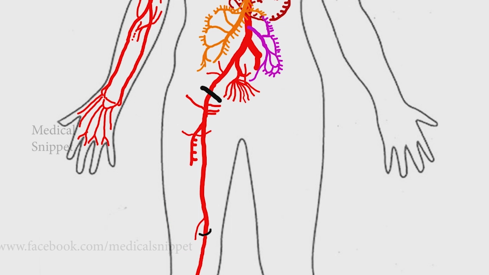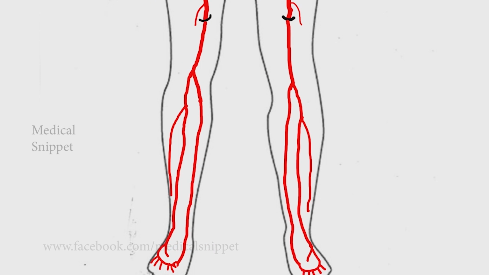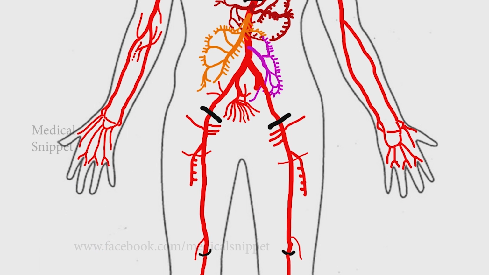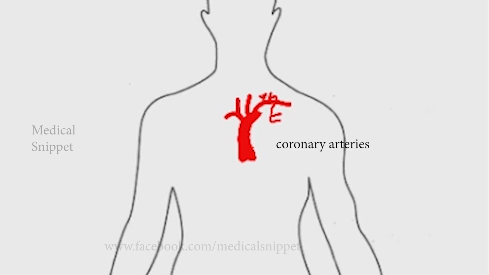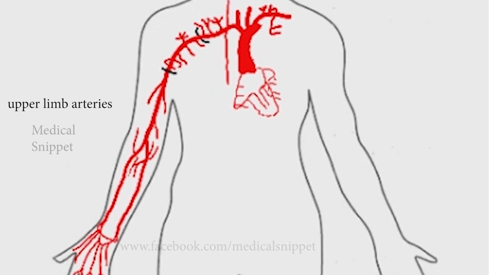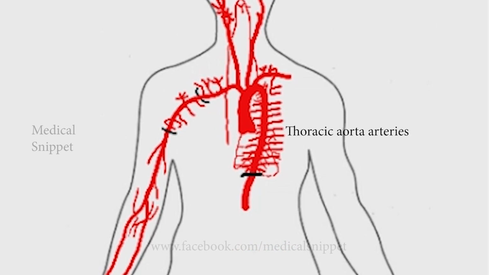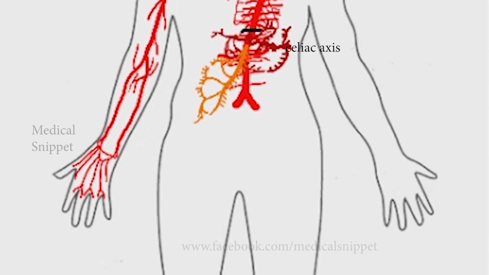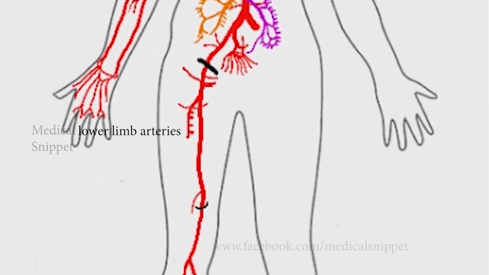Let's complete the arterial system of left upper and lower limbs. Now let's see the whole arterial tree of the human body. Coronary arteries, upper limb arteries, head and neck arteries, thoracic aorta arteries, celiac axis, superior mesenteric artery, inferior mesenteric artery, lower limb arteries.